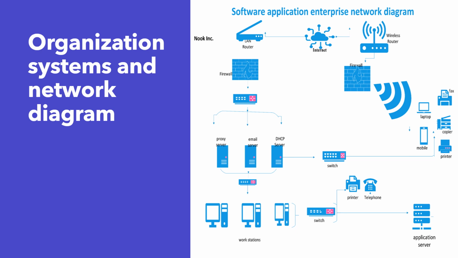Using a switch, the LAN goes through different servers, the proxy server, the email server, and the DHCP server, which in turn use a switch to supply the workstations. The workstations use a switch to connect to the telephones and to the printers, and then eventually to the application servers.